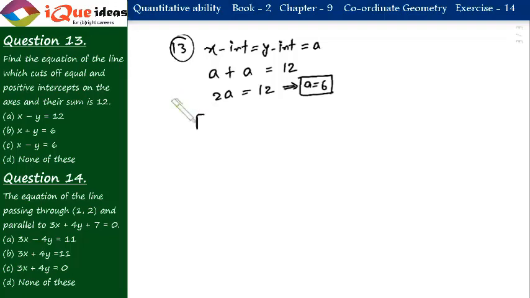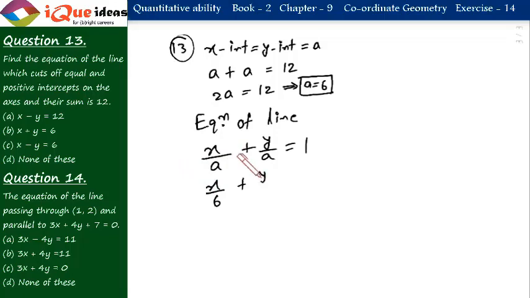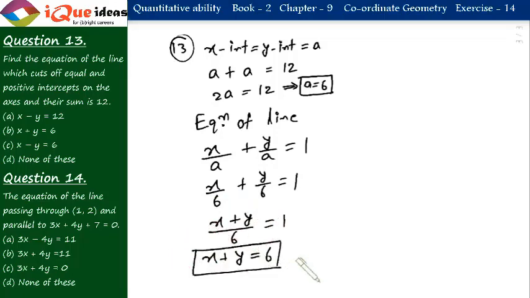Now the equation of the line can be written straight away as x upon a plus y upon a is equal to 1, because both the intercepts are a. Now a is equal to 6, so it is x upon 6 plus y upon 6 is equal to 1. LCM 6, so it is x plus y upon 6 equal to 1. So x plus y equal to 6 is the required equation. Okay.